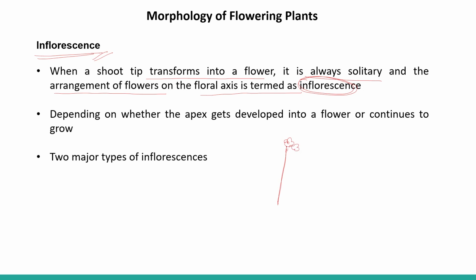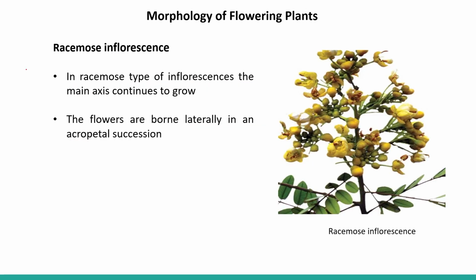Sometimes you can see the flowers are in a bunch. This is called one single flower, and this is called an inflorescence. Depending on whether the apex develops into one flower or continues to grow, we have two different types of inflorescence. Racemose inflorescence: in the racemose type, the main axis continues to grow.